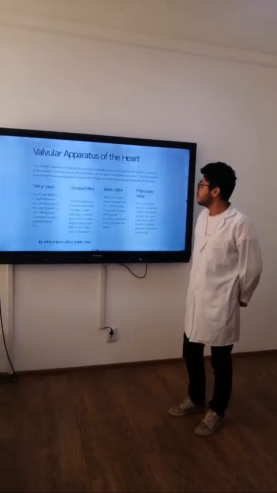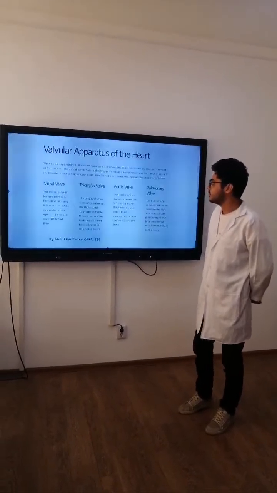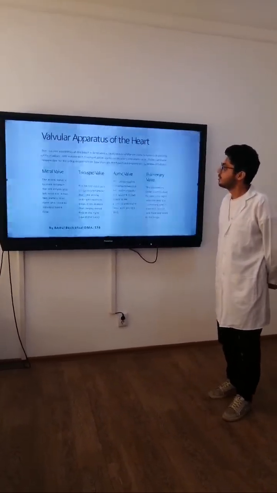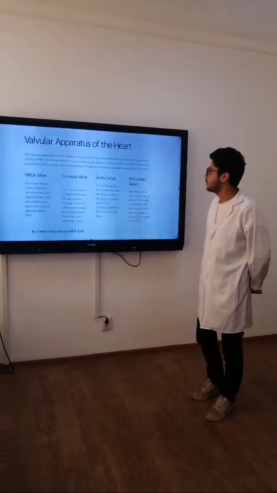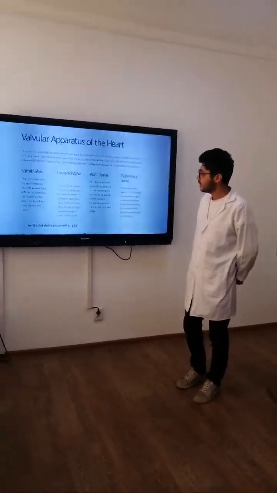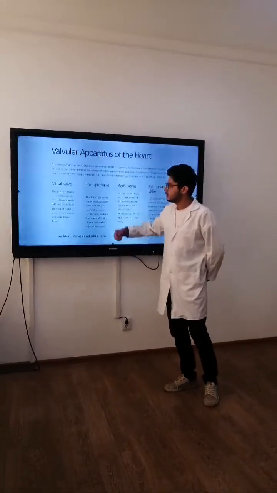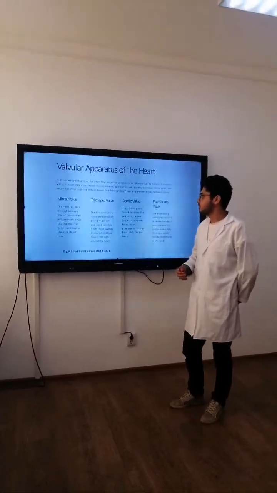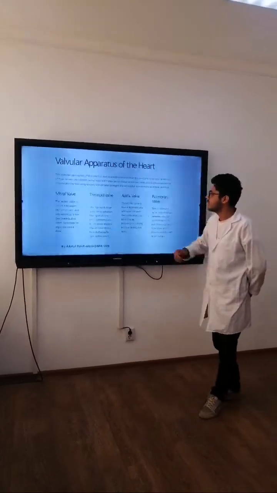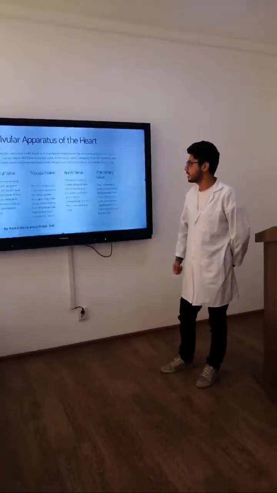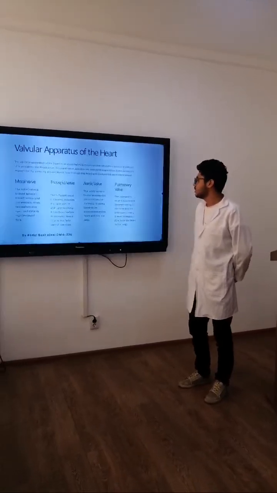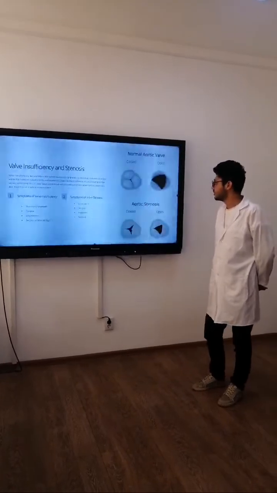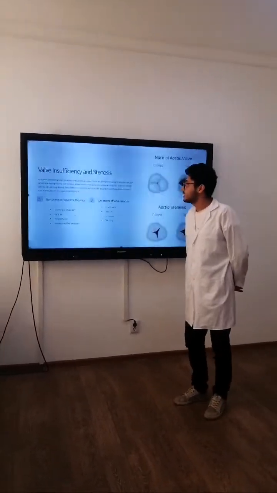The valvular apparatus of the heart is an essential component of the circulatory system. It consists of four valves: the mitral, tricuspid, aortic, and pulmonary valves. As I explained before, the mitral valve is between the left atrium and the left ventricle. The tricuspid valve is between the right atrium and right ventricle. The aortic valve is located at the beginning of the aorta, and the pulmonary valve is at the beginning of the pulmonary artery.